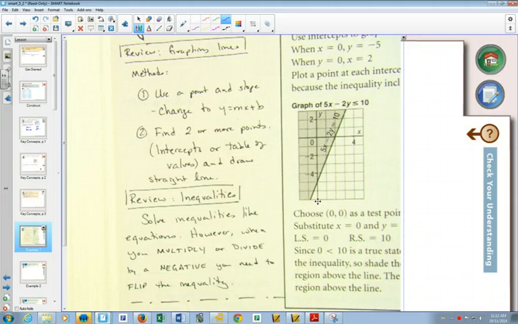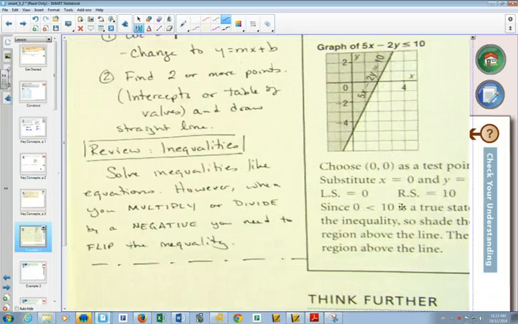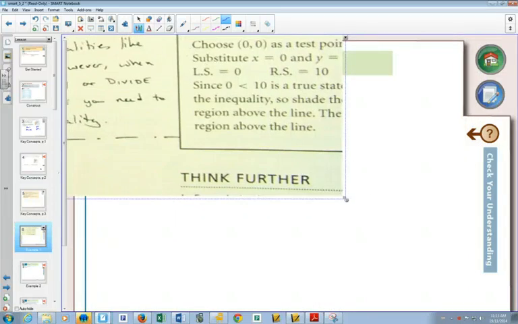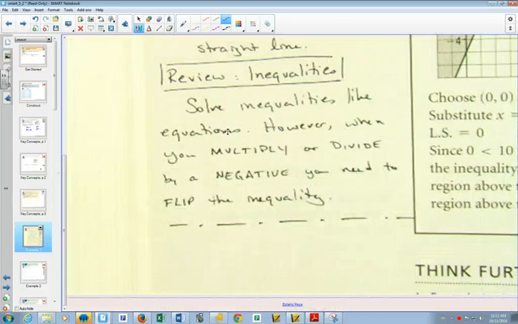Is this big enough? Should I make it bigger? Bigger? Whoa, bigger and fatter. There we go. Let's do this one first.